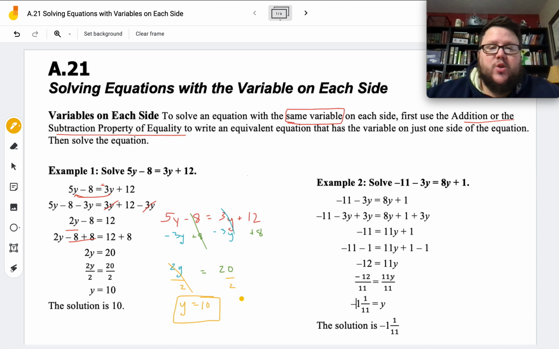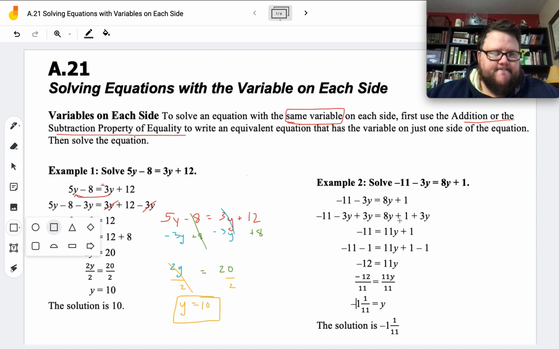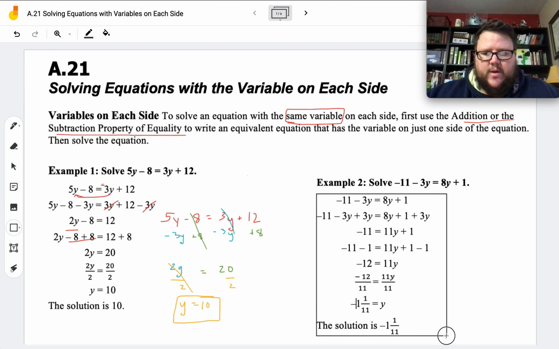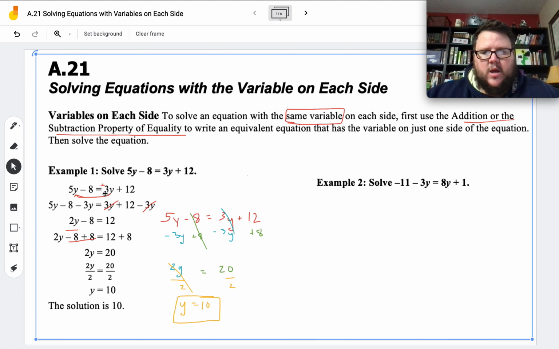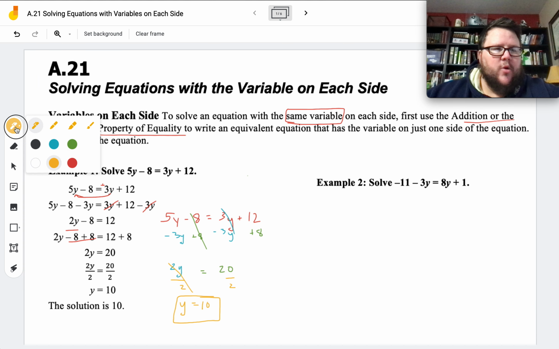So like I said, you can do that in two steps, or you can do it in one quick step. I'm going to go ahead and show you guys this one here. I'm going to change this up a little bit. Give me a second. There we go. All right. So we got negative 11 minus 3y equals 8y plus 1.